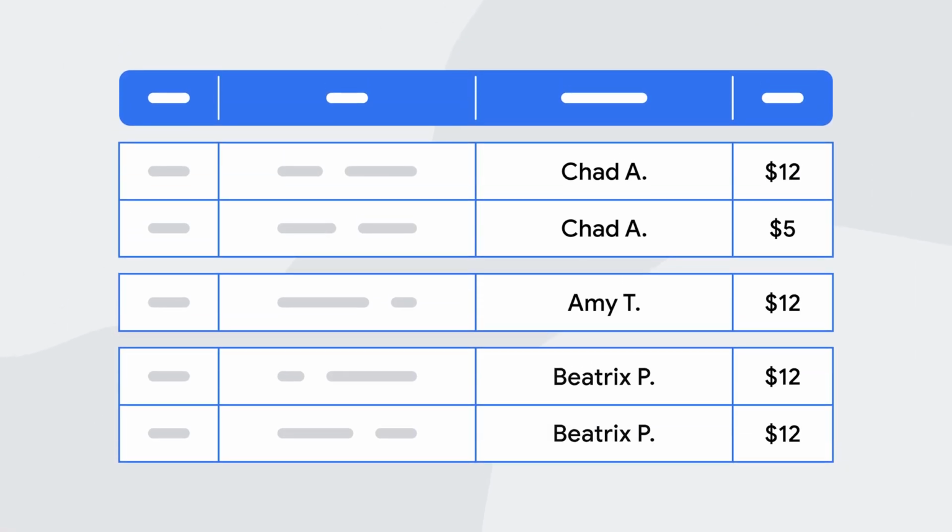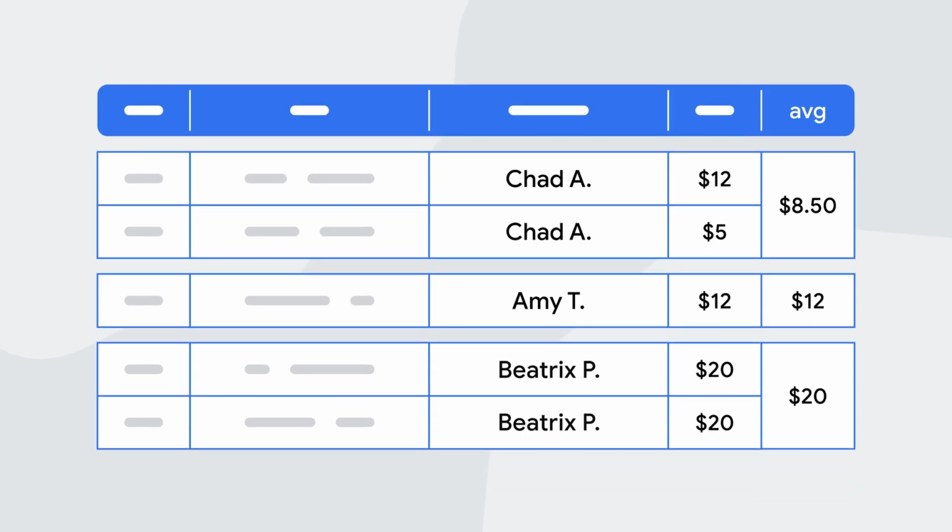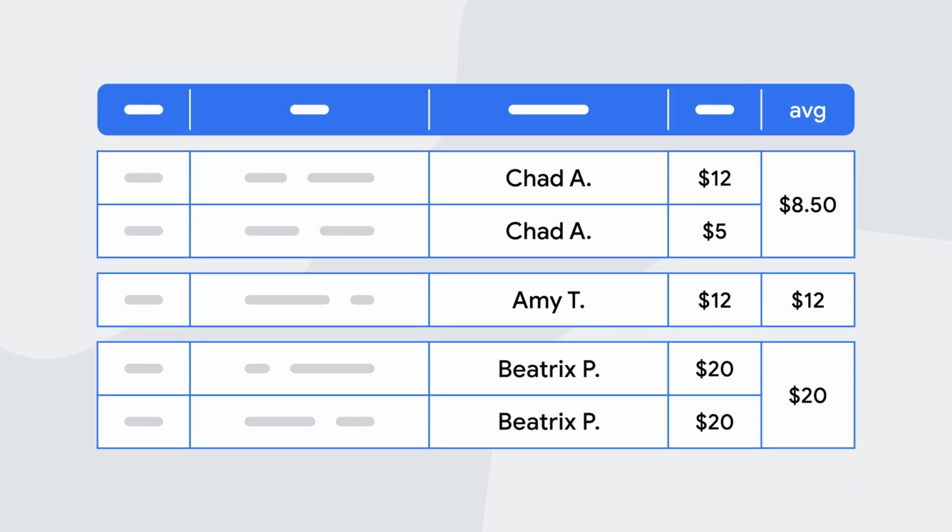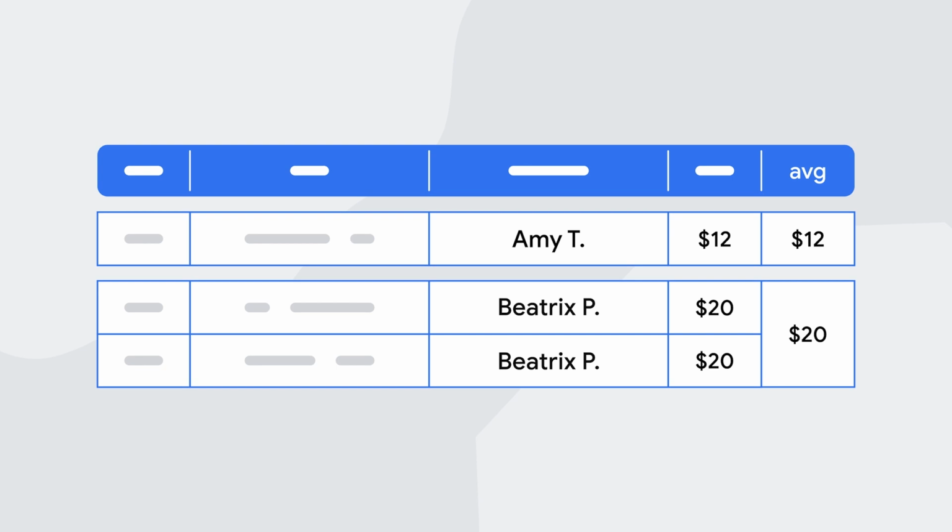Let's return to the book example. To return the authors that have an average book price of $10 or more, first, the rows are grouped by author. Then the average is found for each group. Next, these results are filtered based on the criteria, authors with an average book price of $10 or more. This returns 2 authors, Amy T., who has an average price of $12, and Beatrix P., who has an average price of $20.